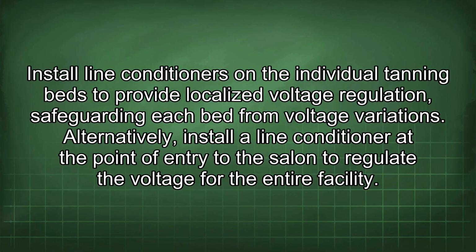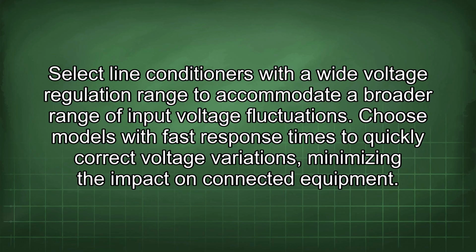Install line conditioners on the individual tanning beds to provide localized voltage regulation, safeguarding each bed from voltage variations. Alternatively, install a line conditioner at the point of entry to the salon to regulate the voltage for the entire facility. Select line conditioners with a wide voltage regulation range to accommodate a broader range of input voltage fluctuations. Choose models with fast response times to quickly correct voltage variations, minimizing the impact on connected equipment.